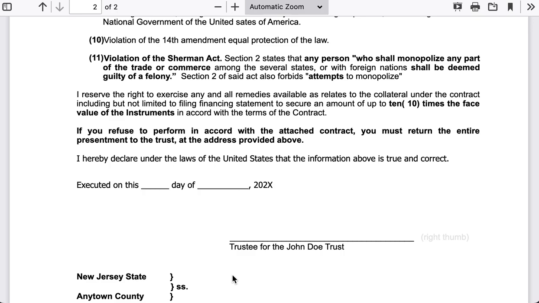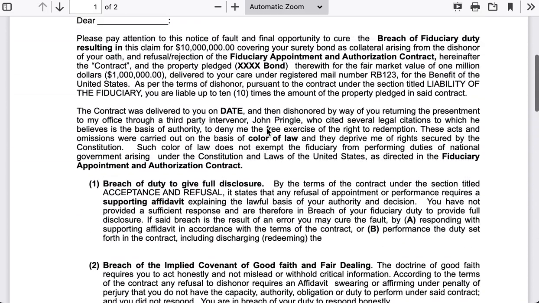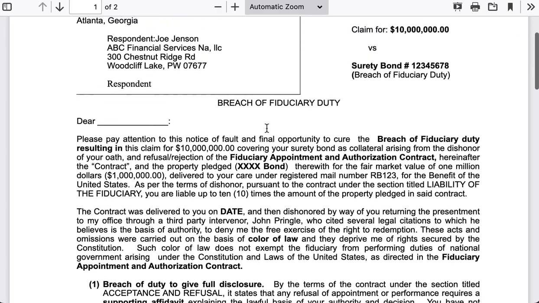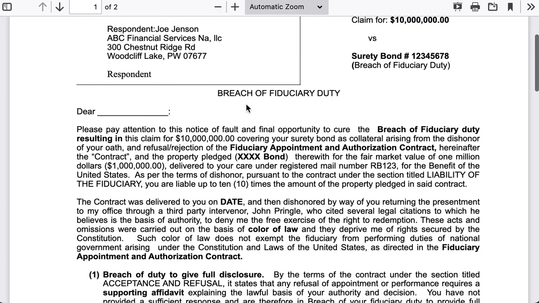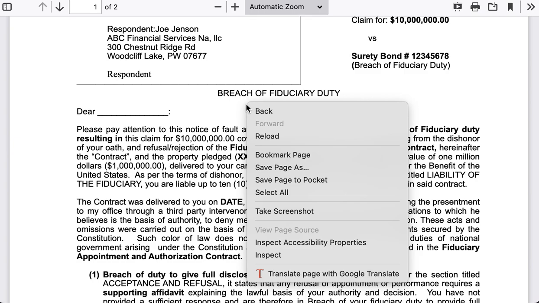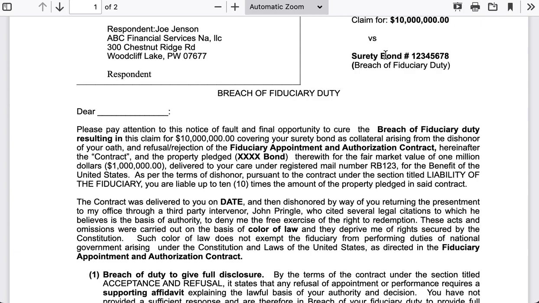Now, say you sent that fiduciary appointment authorization contract to them and they denied it and sent it back to you with all the instruments. I would send it all back to them one more time with this notice of fault, opportunity to cure, breach of fiduciary duty. Because if they dishonor it, then you're working off of this instrument. This is actually the breach. And from here is where I would go next; this would actually be my claim on their bond.